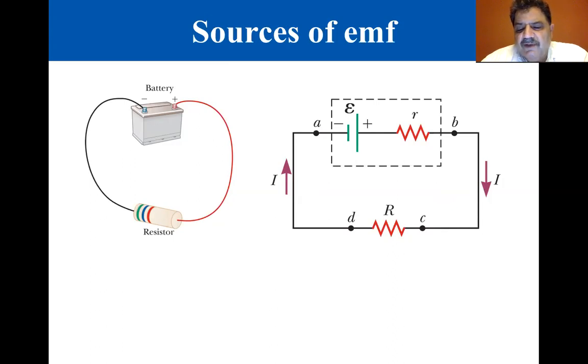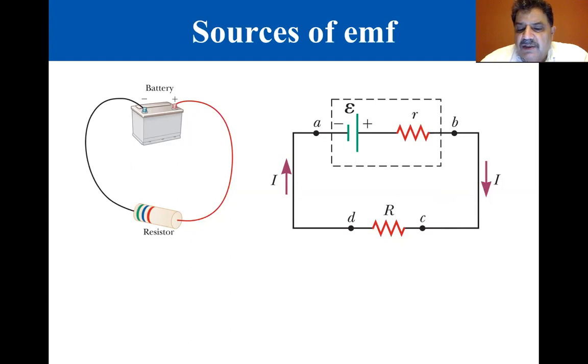We can think of an EMF source as a charge pump that forces electrons to move in a direction opposite the electrostatic field inside the source. The EMF of a source is the work done per unit charge. So the SI unit of EMF is the volt. The figure on the right is the schematic of the battery and resistor circuit. We can assume the connecting wires have no resistance.